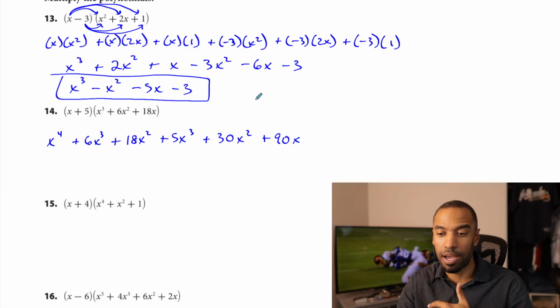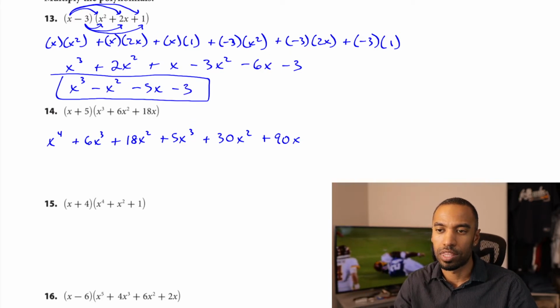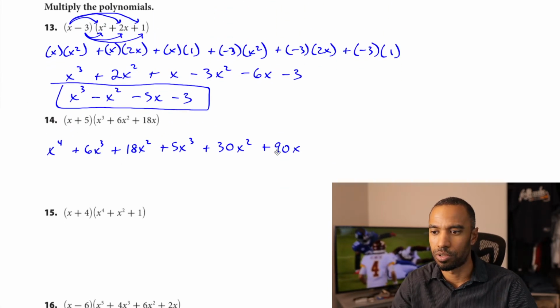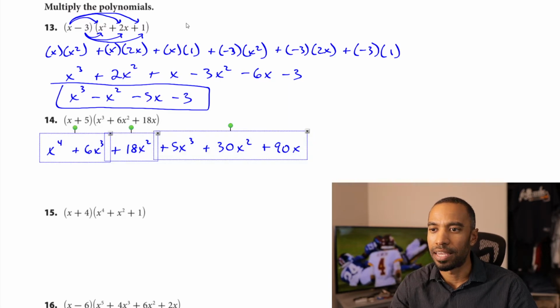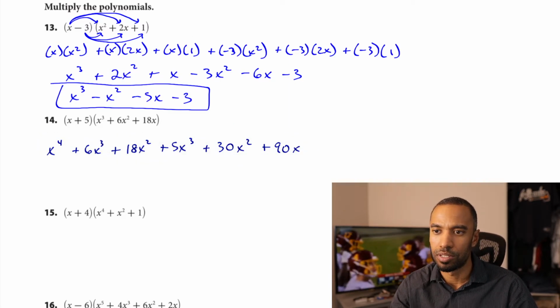Some will likely combine. Let me change the color. Did I change the color in the first one? No, that's right. I get an x cubed with an x cubed.